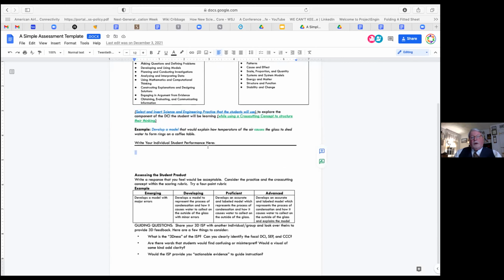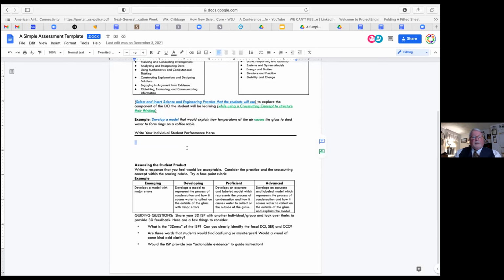Now, this is all expandable, but when you're assessing the product, this might be a nice way to use a 4-point rubric to get into an understanding of how the students are doing. Okay, and again, those guiding questions on the bottom, the 3D-ness of it.